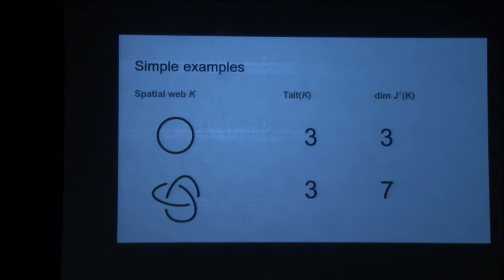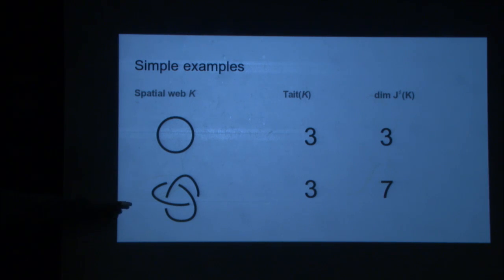You will notice that all the graphs here are rather simple. Here's another example where the embedding in free space is important. There's an unknotted circle or a knotted circle. It's the same circle abstractly, with 3 Tait colorings in both cases. But the dimension of the instanton homology is strictly larger in this case. It's 7 as opposed to 3 in the planar case.